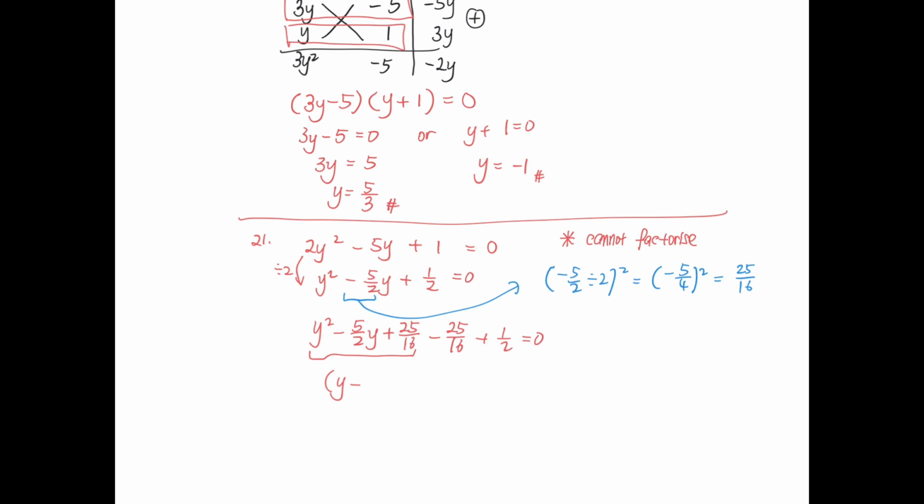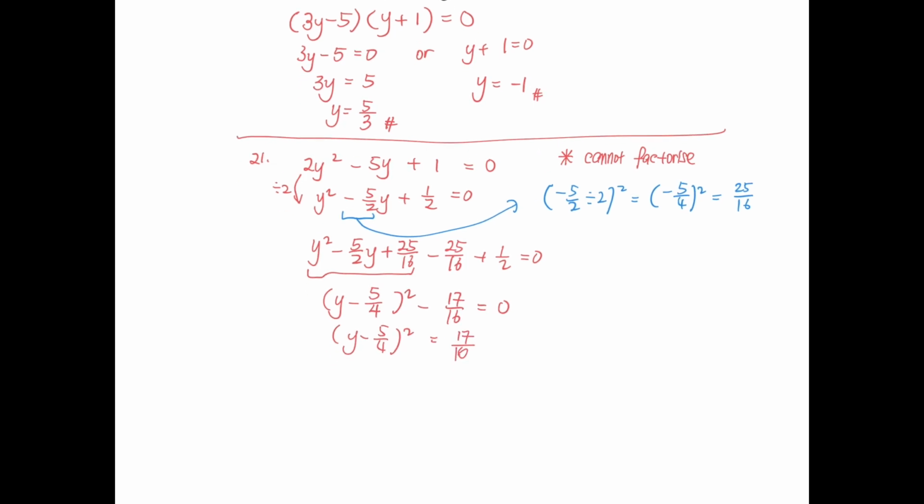So I can change it to something squared. Y minus, like what I mentioned before, we take this and divide by 2, which is minus 5 over 4. So minus 5 over 4 will stay here, then squared. That is how we change the first three terms to something squared. And the last two terms are minus 25 over 16 plus half, so it becomes minus 17 over 16. You bring 17 over 16 to the right, and then the next step is you square root both sides with plus minus.